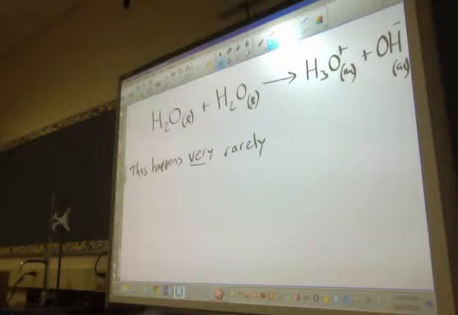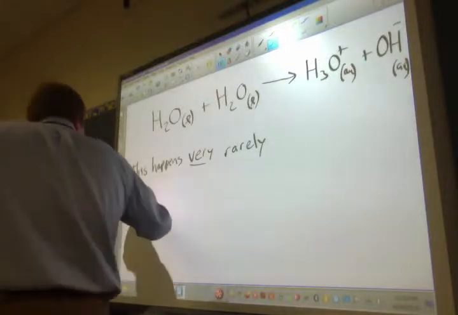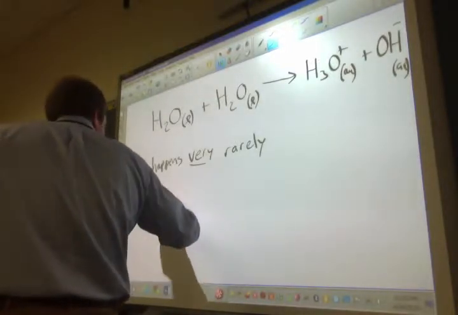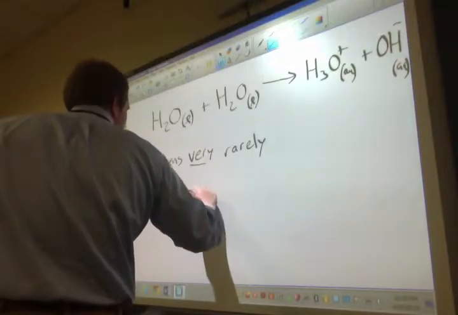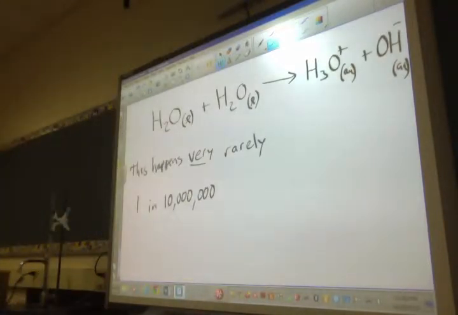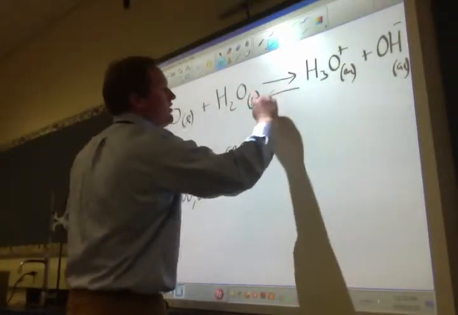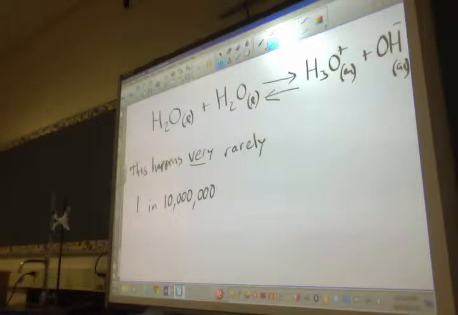Anyway, this happens very rarely, and we found that it's about 1 in 10 million water molecules at any given time are split up. And one thing I forgot to write here, this definitely goes both ways. It splits up, reforms, splits up, reforms, pretty much instantaneously. So about 1 in 10 million water molecules happen to be currently split up and then instantly go back. And this leads us into this idea of pH and pOH.